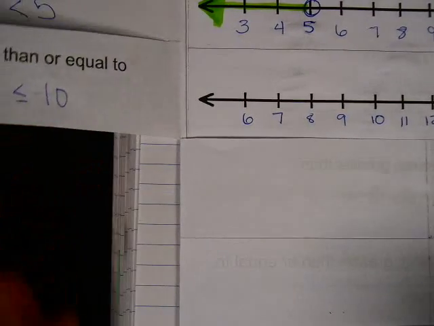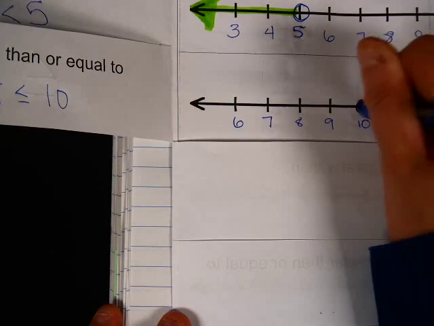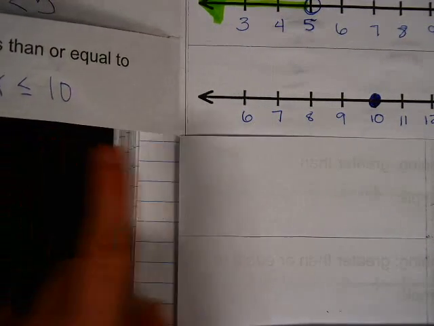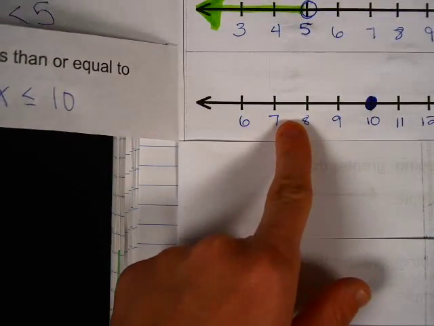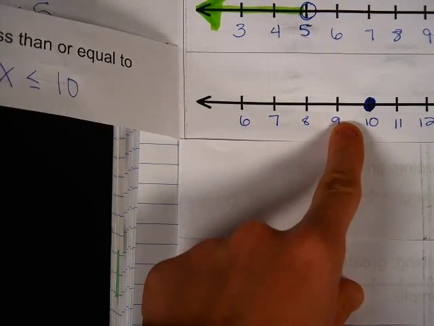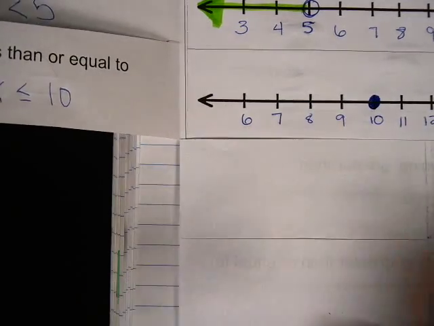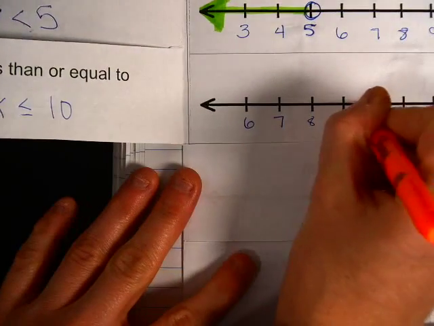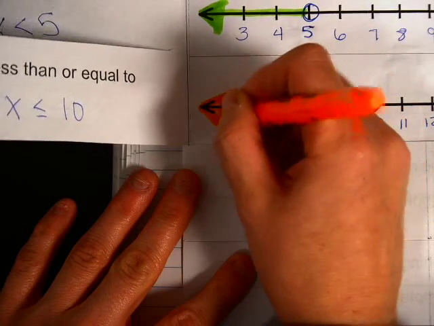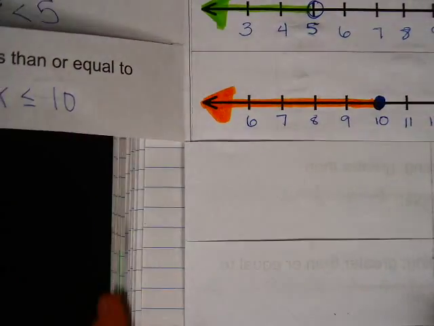So it's going to be a closed circle. A closed circle. So you shade it all the way in at 10. And again, it's everything that is less than 10. Is 11 less than 10? No. Is 9 less than 10? Yup. Is 8? Yup. 7? Yup. So everything less than 10. So you're going to shade everything less than 10. And the arrow. Make sure you do the arrow as well.